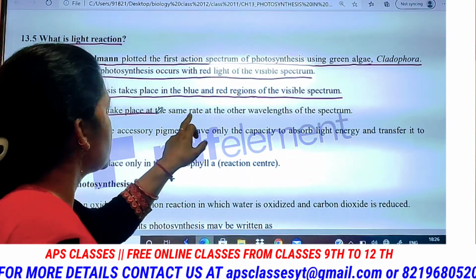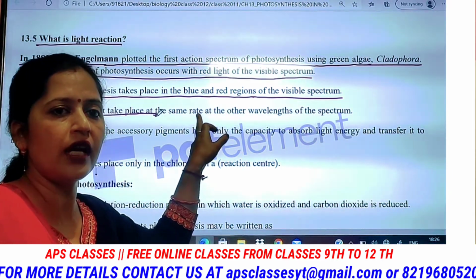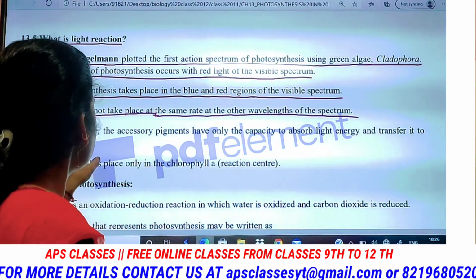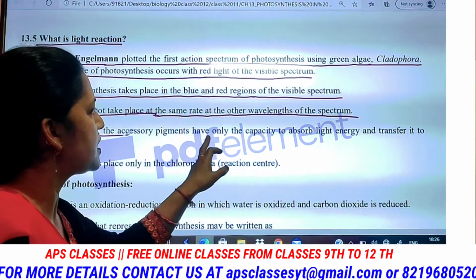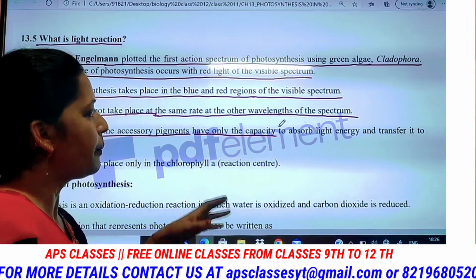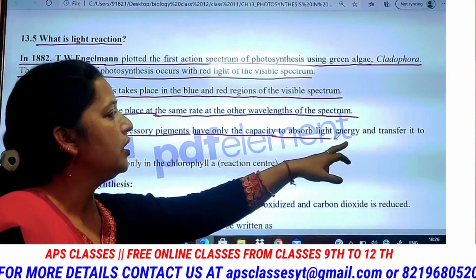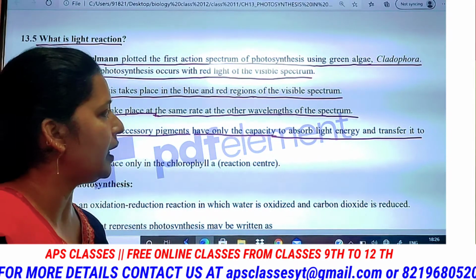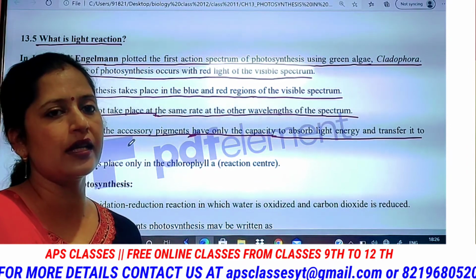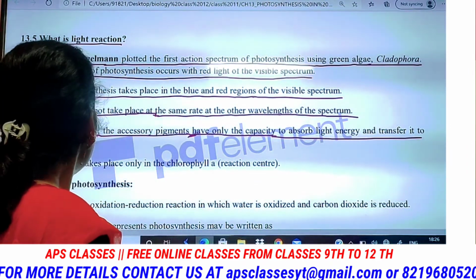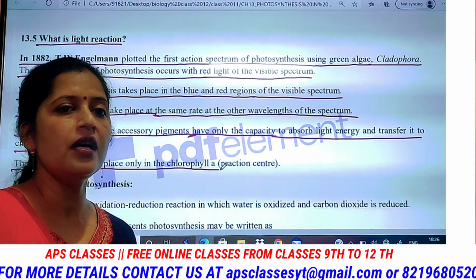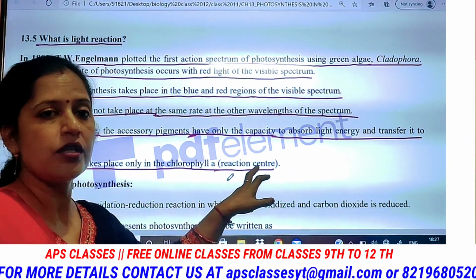Photosynthesis does not take place at the same rate at the other wavelengths of the spectrum. Why does this happen? Because the accessory pigments only have the capacity to absorb light energy, and after that they transfer that energy to the chlorophyll A. The light reaction takes place only in the chlorophyll A, that is the reaction center.